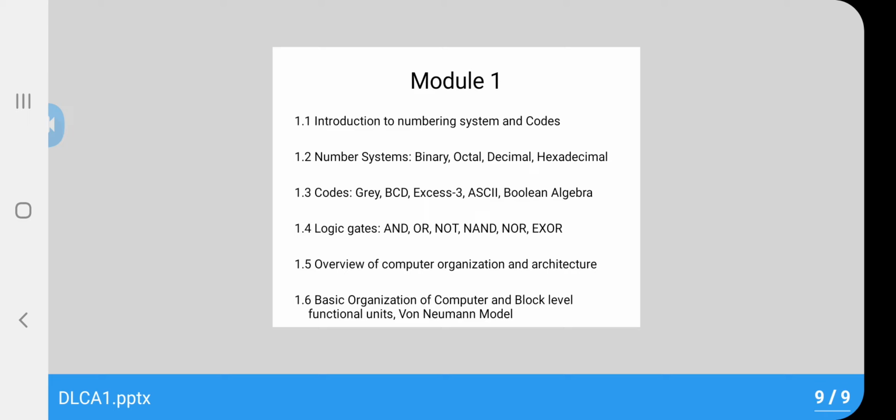So this is all about the teaching scheme and examination scheme defined for the course.